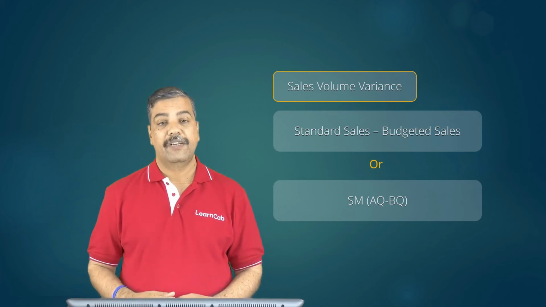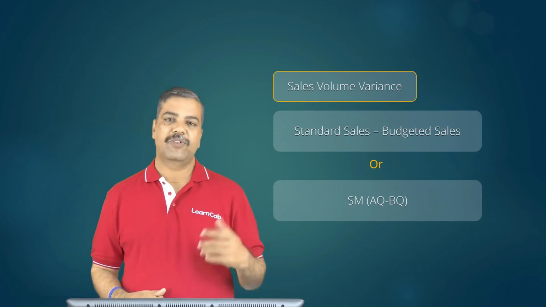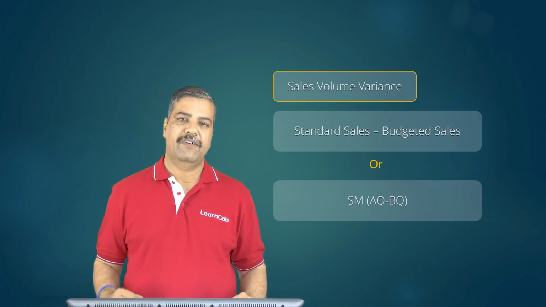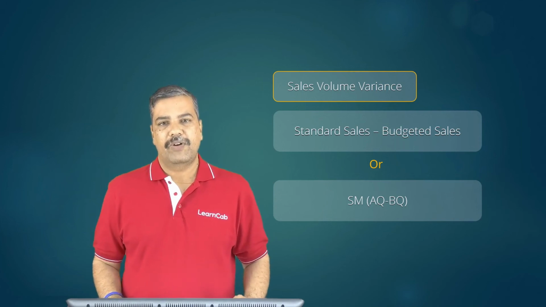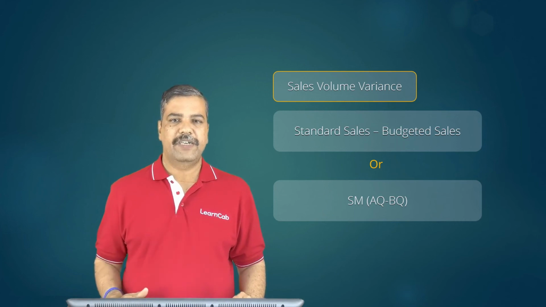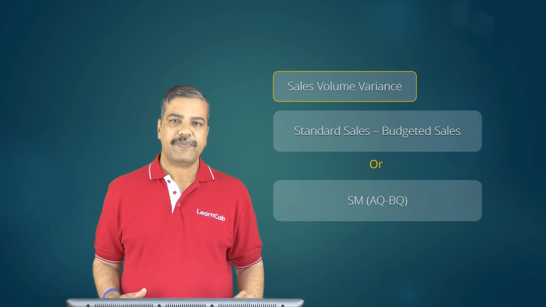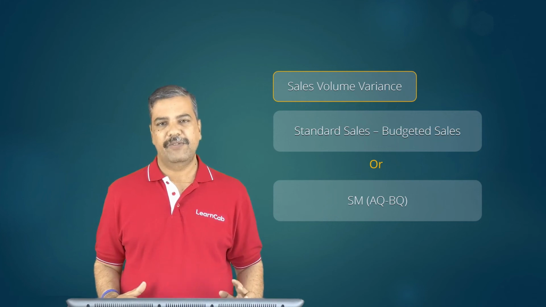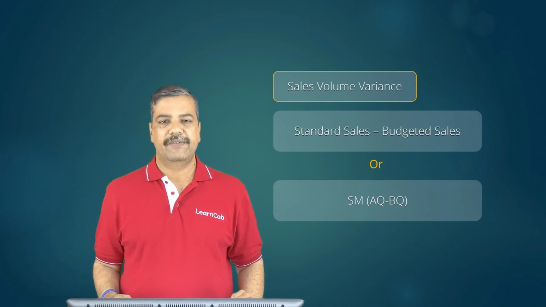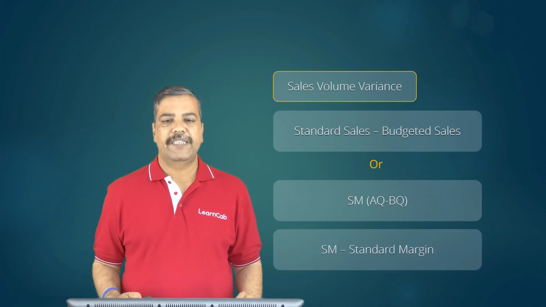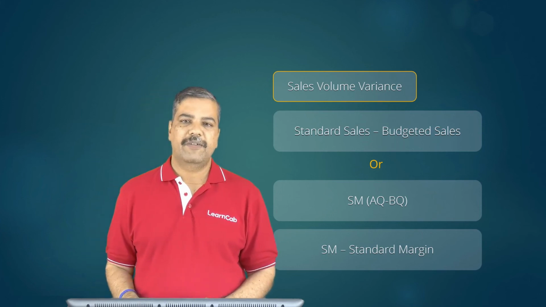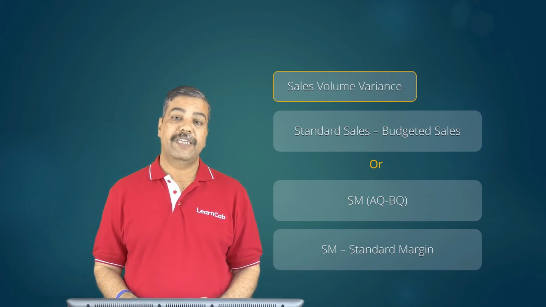You prepare a sales budget and get inputs from that: what you have projected for the next quarter, next half year or next year. That is your budgeted quantity. So actual quantity minus budgeted quantity gives you a net surplus or net deficit quantity. That multiplied by your SM, your standard margin, gives you the sales volume variance. That is very important. What is the standard margin? It is the margin at which you are predicting your sales to go.